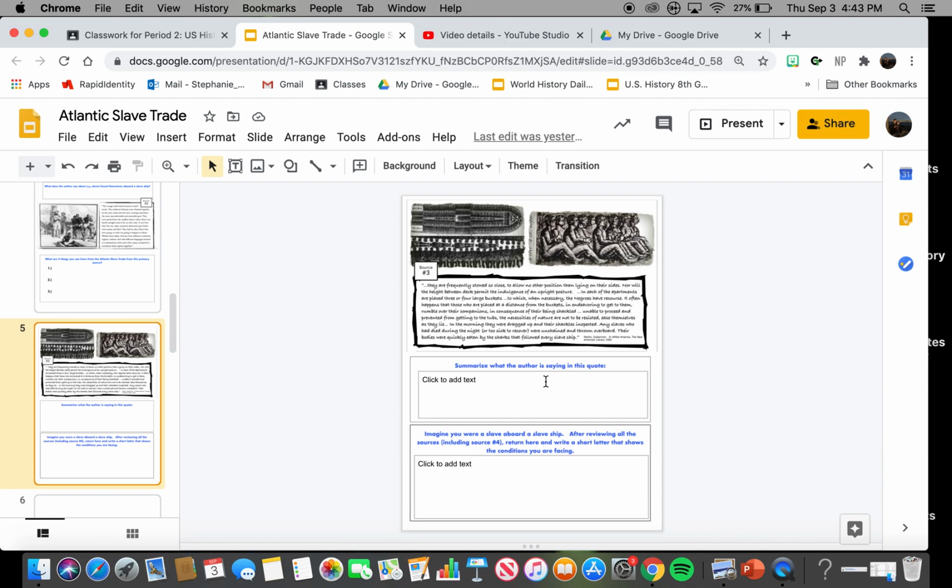Imagine you were a slave aboard a ship. After reviewing all the sources, return here and write a short letter that describes the conditions you're facing. So you're going to describe to me, if you were to put yourself into that headspace, what kind of experiences would you have? Make sure you write them down in this little space right here, and you're just, overall, telling me what do you think that they went through? What do you think it was like? Kind of try to walk in somebody else's shoes. I know it's really impossible because it's such a horrible, horrible thing, but it's really important to have that sense of empathy and to kind of try to get into the heads of these people.